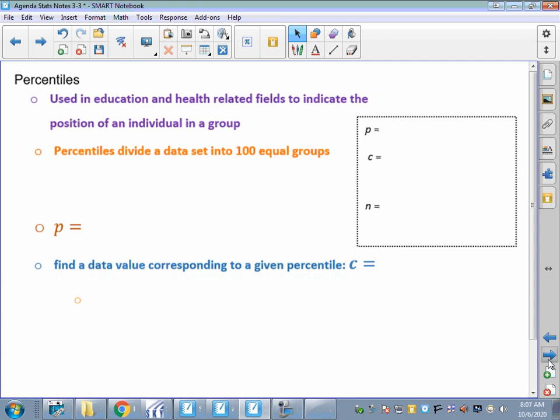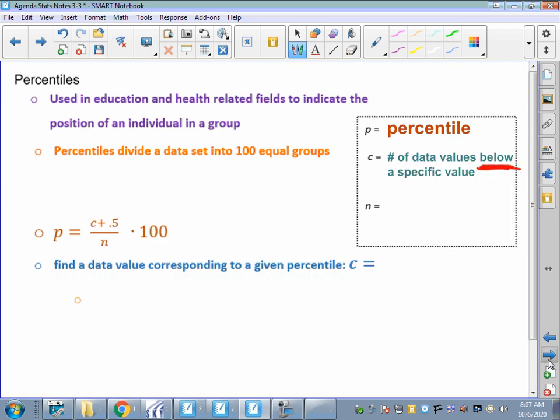Percentiles divide a data set, shockingly, into 100 equal groups, right? Because we know 100% is a whole. The formula to figure out a percentile, we got a few extra letters in here now. P is equal to C plus 0.5 all over N. We're going to multiply by 100 to put that as a percent. So P is equal to the percentile. C is equal to the number of data values below a specific value. This below is what trips people up most frequently. We'll do an example so you can see it, and hopefully everybody remembers that N is sample size.